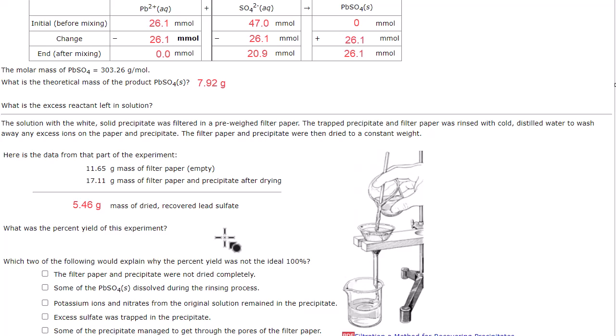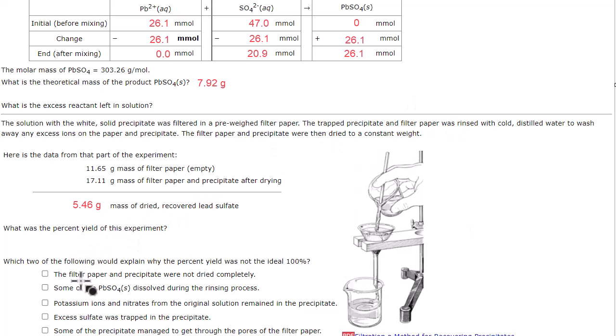A common answer that's always wrong is human error. You don't want to use that on an AP exam. Don't write it down. Don't waste your graphite or a pen, because that's just going to be something a grader will mark -1 point. You have to come up with a chemical reason, not a human reason, why we're missing some of this lead sulfate. And that's what we're looking for.